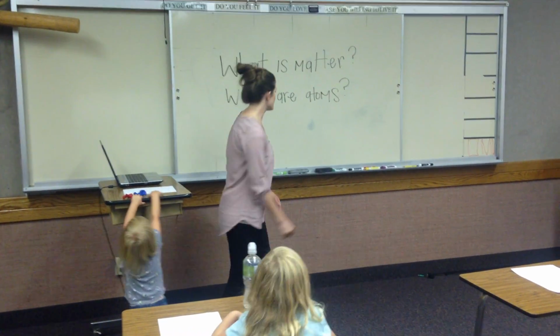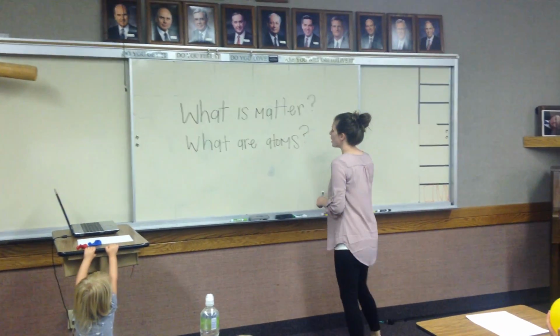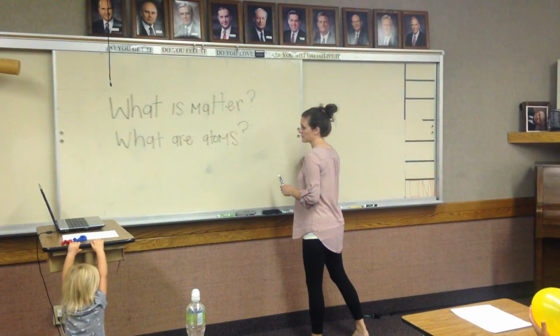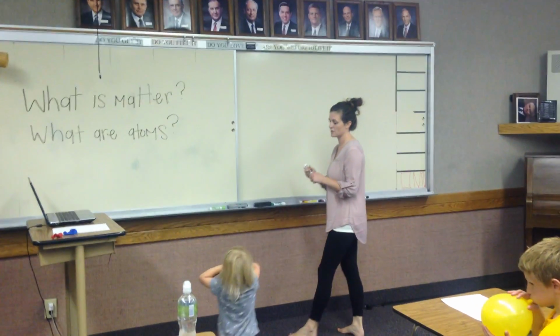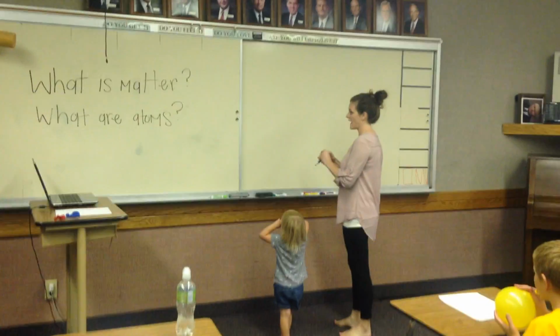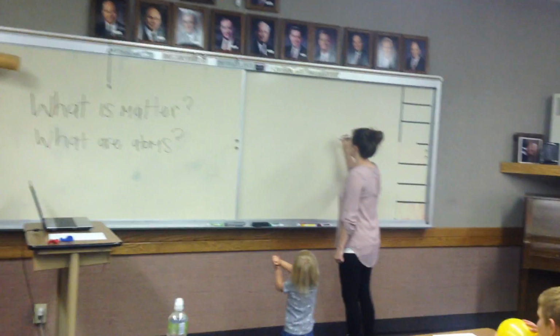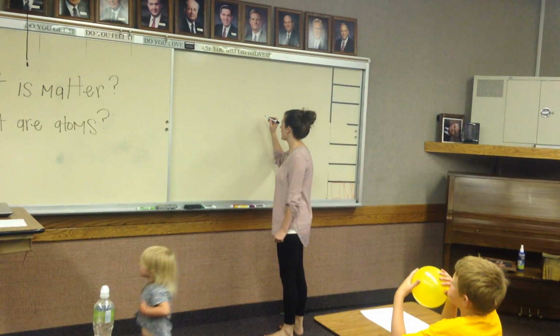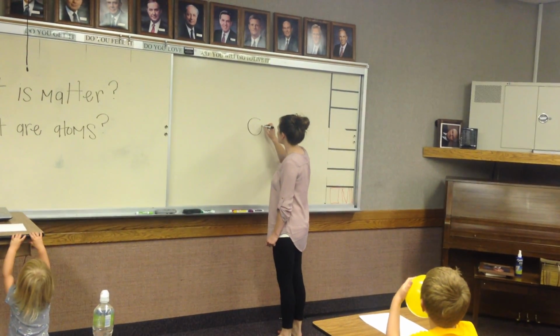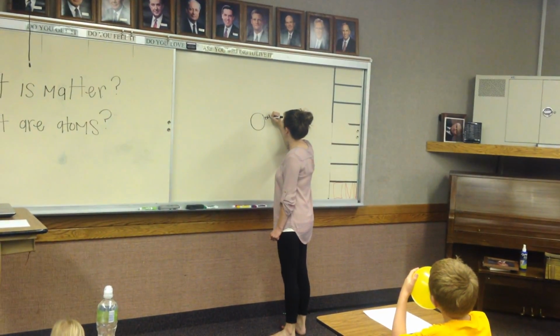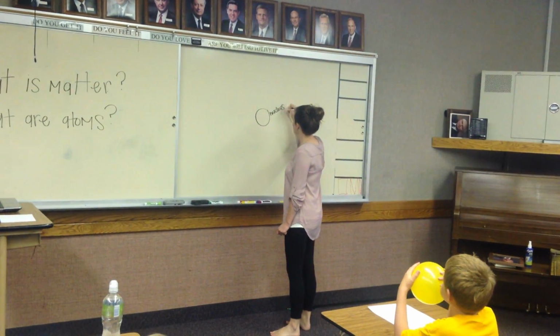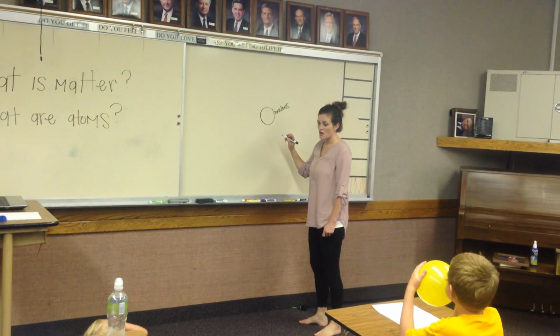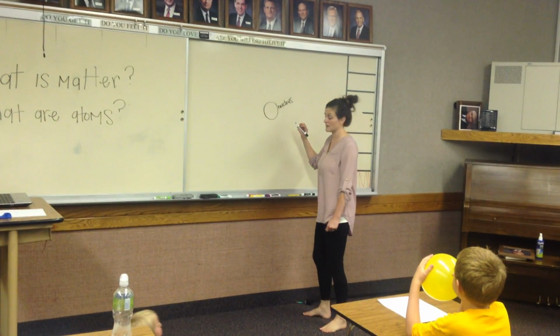What is the paper for? We're going to draw on our papers what an atom looks like. Okay? All right. So an atom is a bunch of circles when we draw them. Okay? And the middle part is called the nucleus. And in the nucleus are where the protons live.